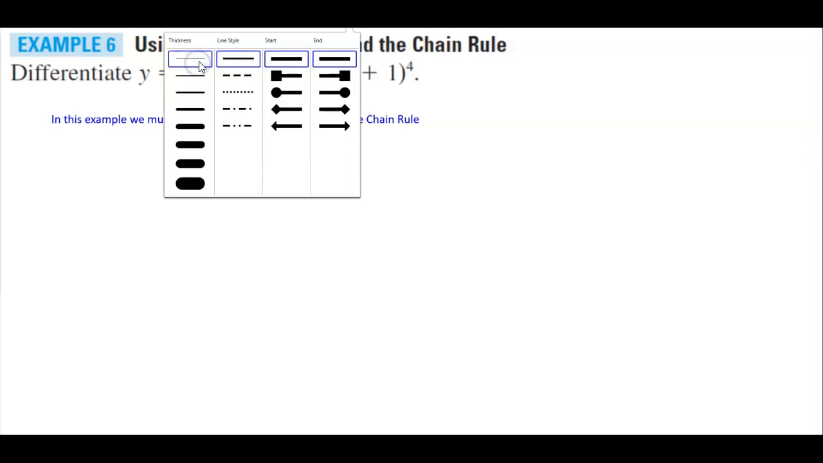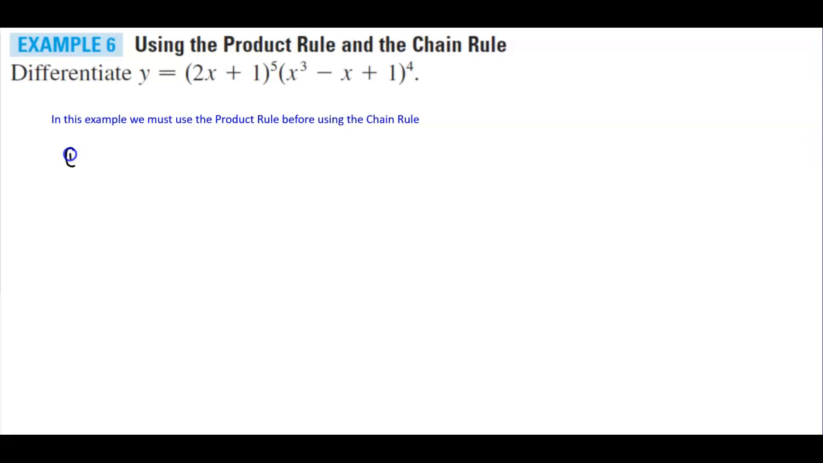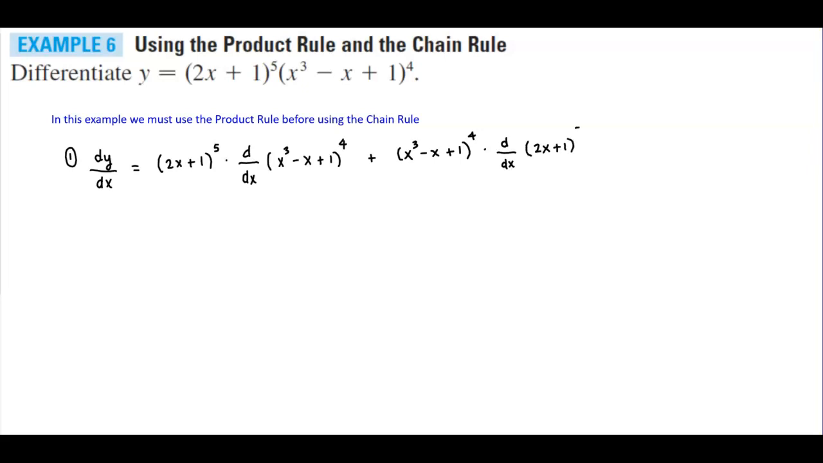So in step number 1, in order to find dy with respect to x, that's going to equal the first function, which is (2x + 1) to the 5th power, times the derivative with respect to x of the function (x cubed - x + 1) to the 4th, and then plus the function (x cubed - x + 1) to the 4th power times the derivative with respect to x of (2x + 1) to the 5th power.